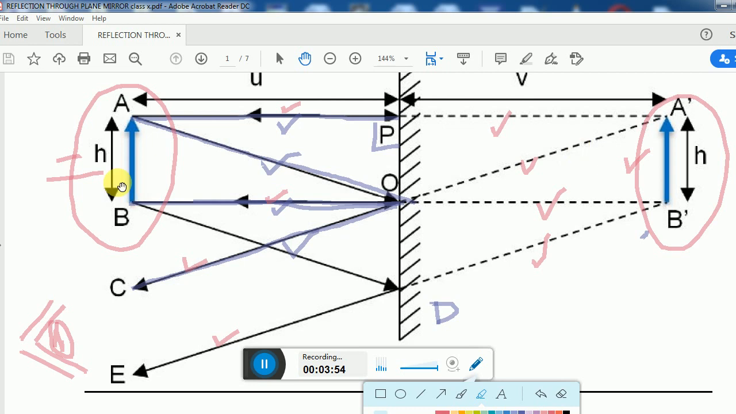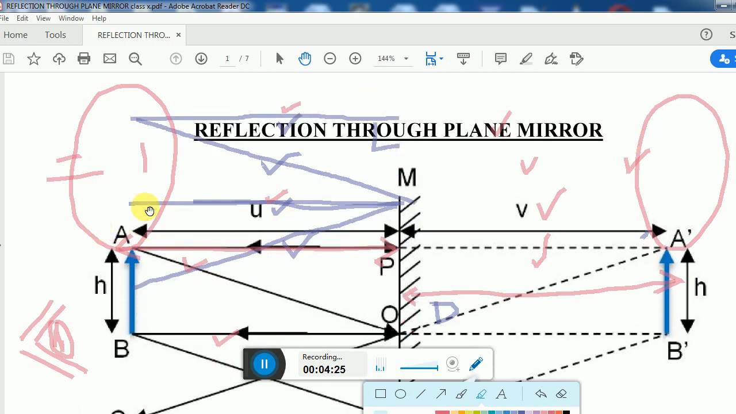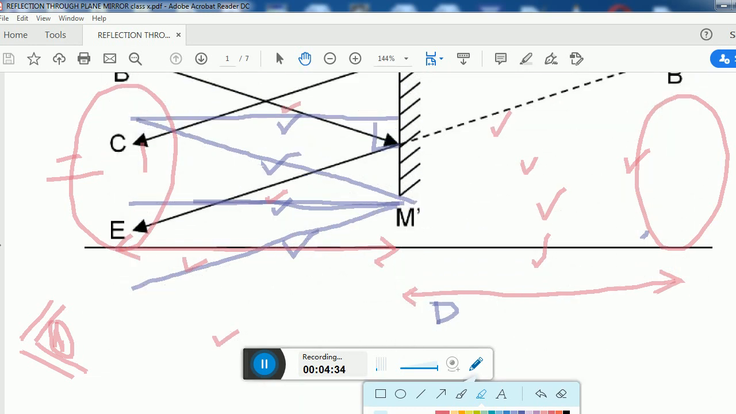So image formed by a plane mirror is a virtual image, and the size of the image is exactly the same size. One more thing you can observe, the distance of the object from the mirror and the distance of image from the mirror are also the same. So here this distance and this distance are exactly the same. Here we have given the names also, U is called the distance of the object and V is called the distance of the image. Now we'll come to the next picture.